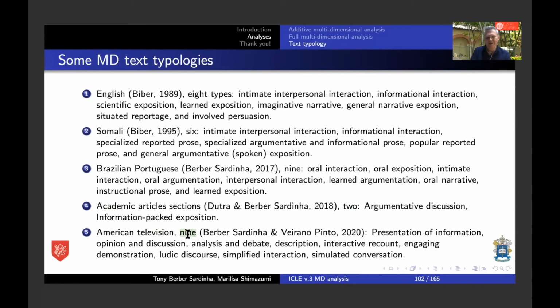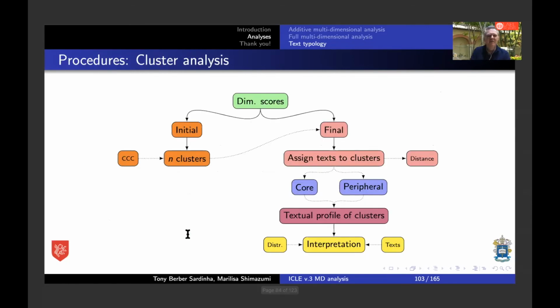This is exciting. Why don't more people do this? I don't know. So how do we do this? We look at the dimension scores. So you need a pre-existing MD analysis, right? That's where you start from. And you do the cluster analysis, then you assign the text to a cluster. So unlike an MD analysis, each text goes to a single bin. You don't get this multi-dimensional perspective. Each text goes into a single category, a single text type.